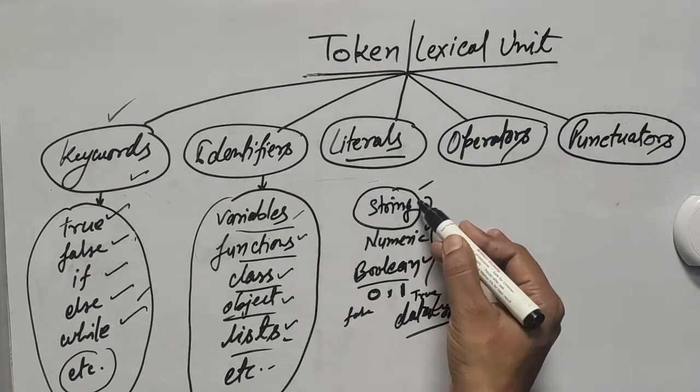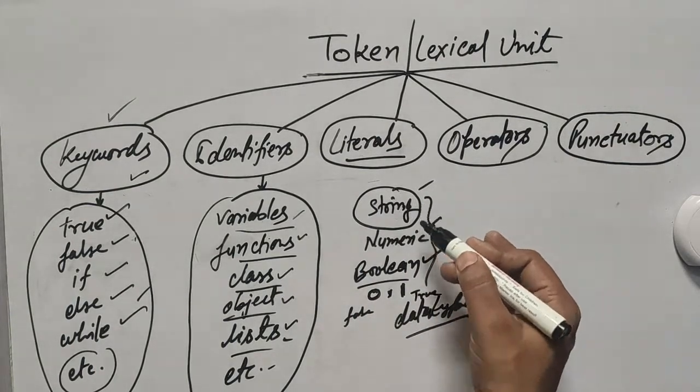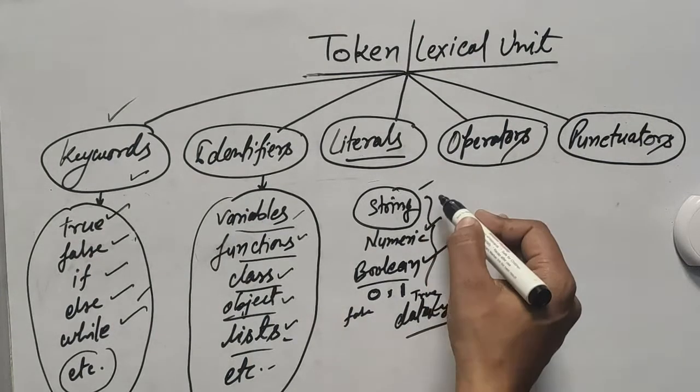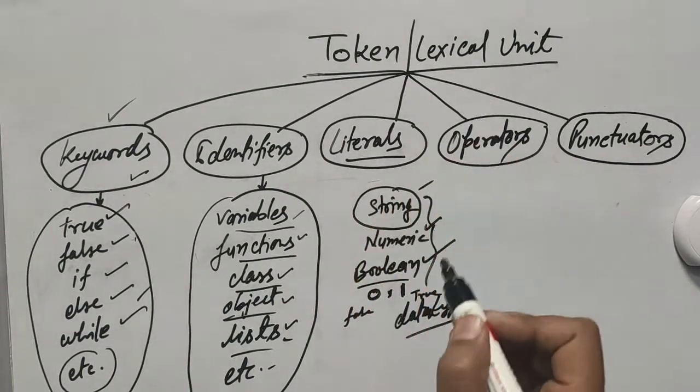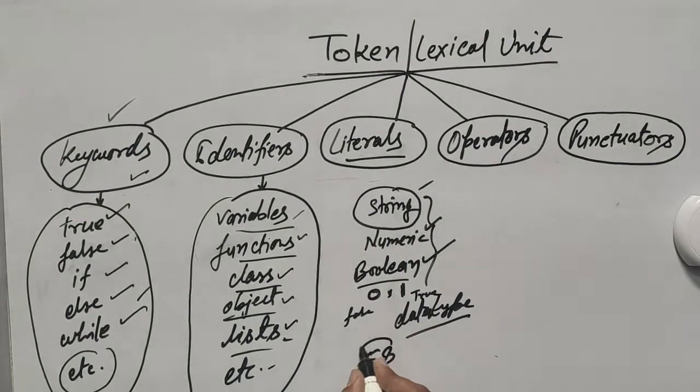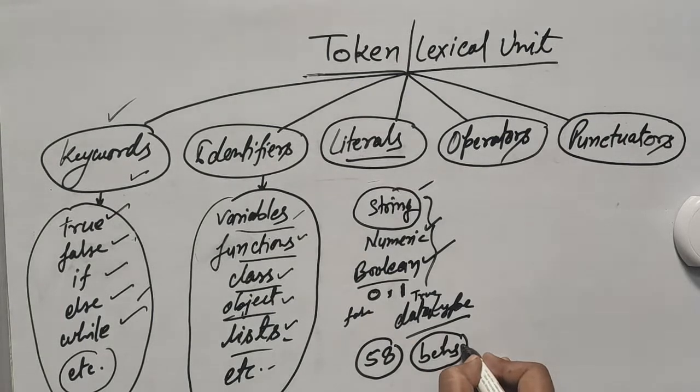String value means text, like the name of anything, and numeric means numbers. These things that we use in our computer programming, which have their values, are known as literals. For example, 58 is a numeric literal. If I write here BEHS, this is text, so it is known as a string literal. If we write 0 or 1, or yes or no, these are known as boolean literals.